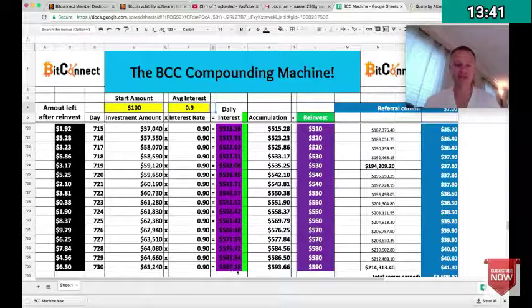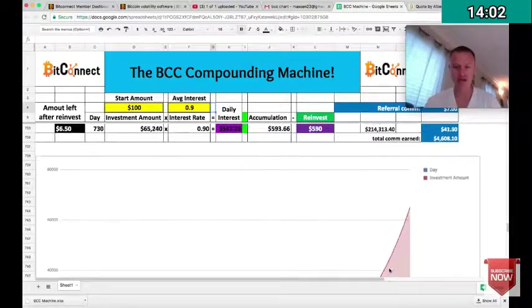Let's cash out each of these interest payments. About $587 a day. If we cash out that $587 every single day from this point forward, each year we're going to be making $214,000. That's crazy. One thing to keep in mind, and I'm going to show you this real quick, is this curve.